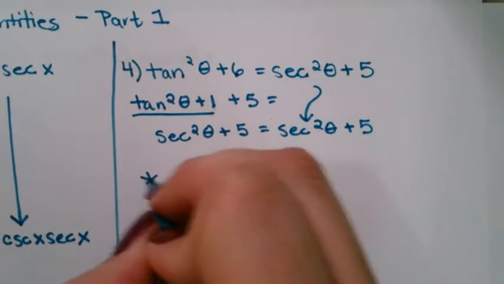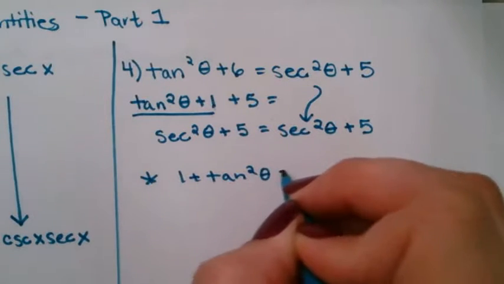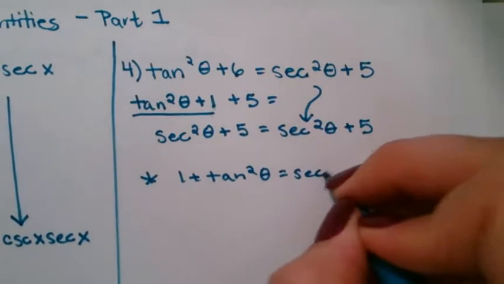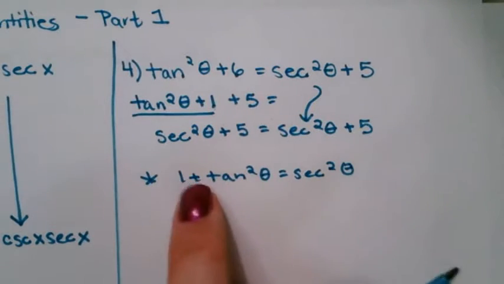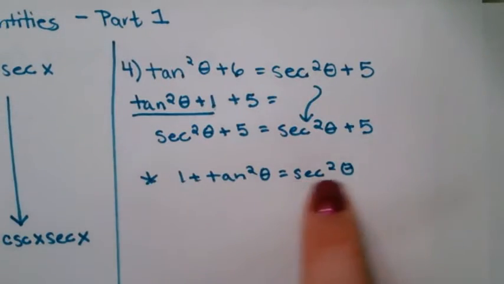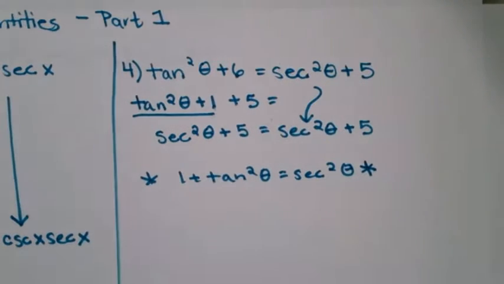So remember, since 1 plus tangent squared theta is equal to secant squared theta, then you can replace this with this. And that's exactly what I did. Okay?